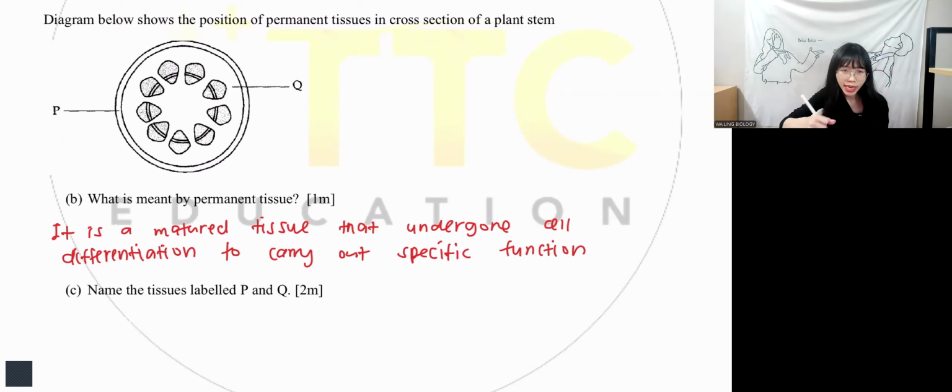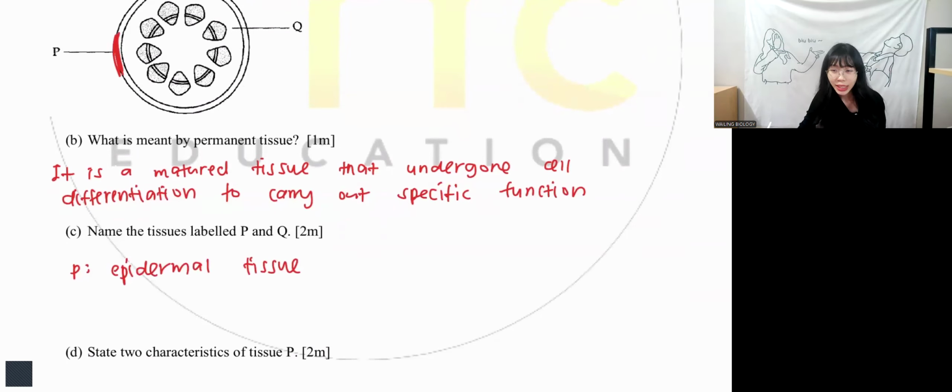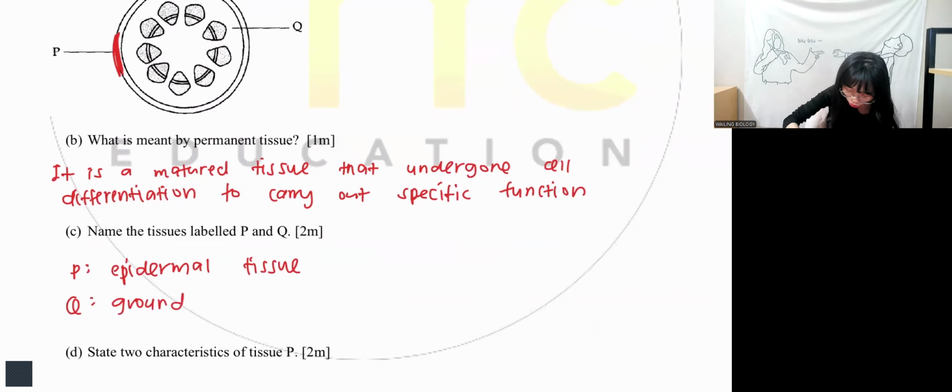Name the tissues labeled P and Q. Okay, P is actually labeling this part, the outer layer here. If it's a tissue, we have to write epidermal tissue. If it's a cell, we label it as epidermis. So P is epidermal tissue. For Q, can you see they are pointing at the cortex? So what tissue is that? The tissue is a ground tissue, correct? Because cortex is a cell. The tissue is ground tissue, yeah? So Q is ground tissue.